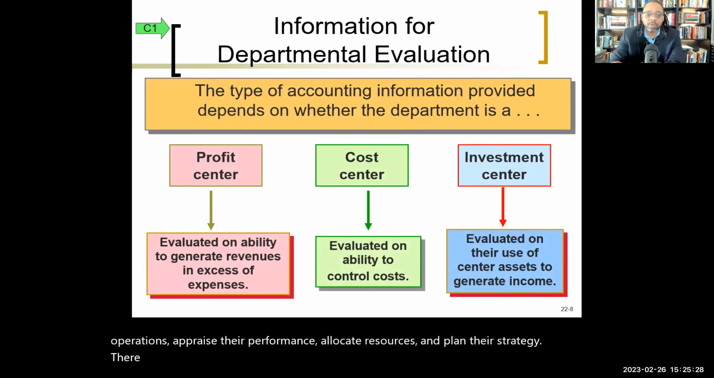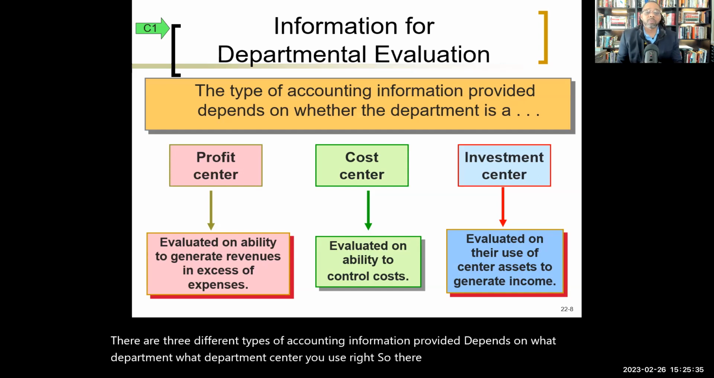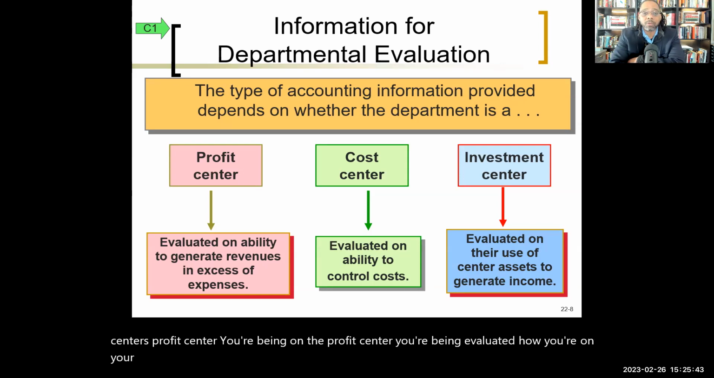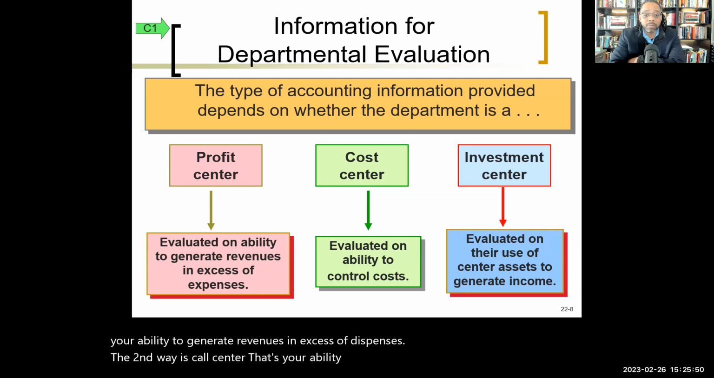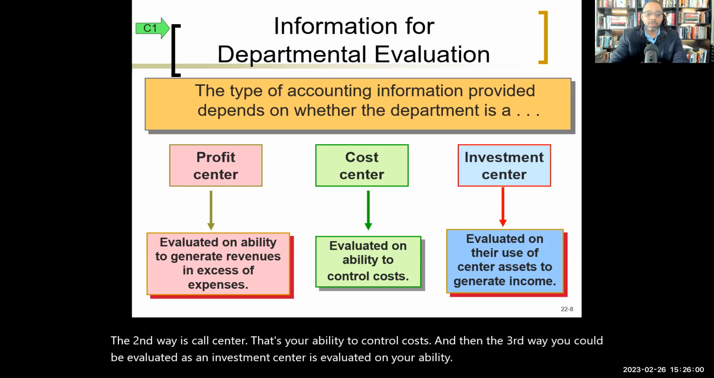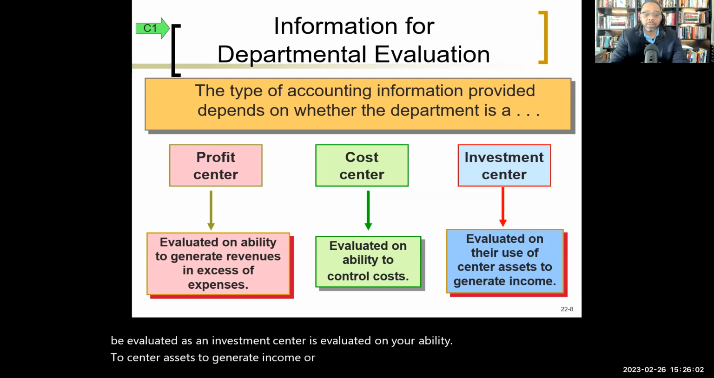There are three different types of accounting information provided. It depends on what department center you use, right? So there are three different department centers. Profit center: you'll be evaluated on your ability to generate revenues in excess of expenses. The second way is cost center. That's your ability to control costs. And then the third way you could be evaluated is as an investment center, evaluated on your ability to use assets to generate income or return on investment.